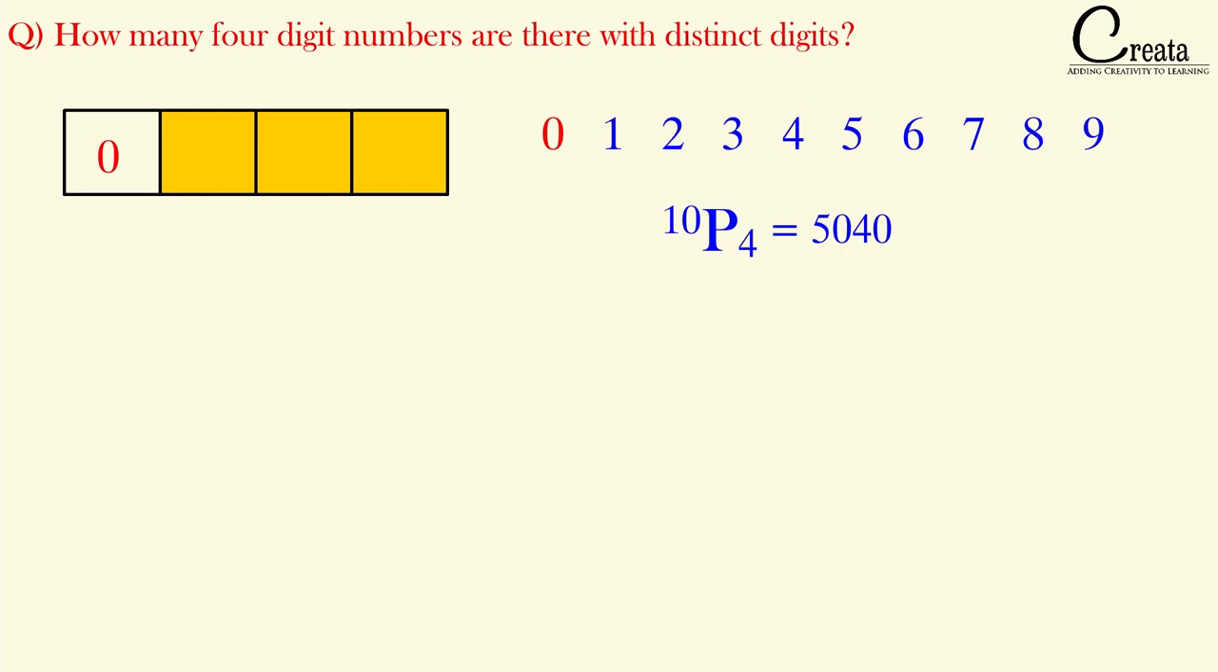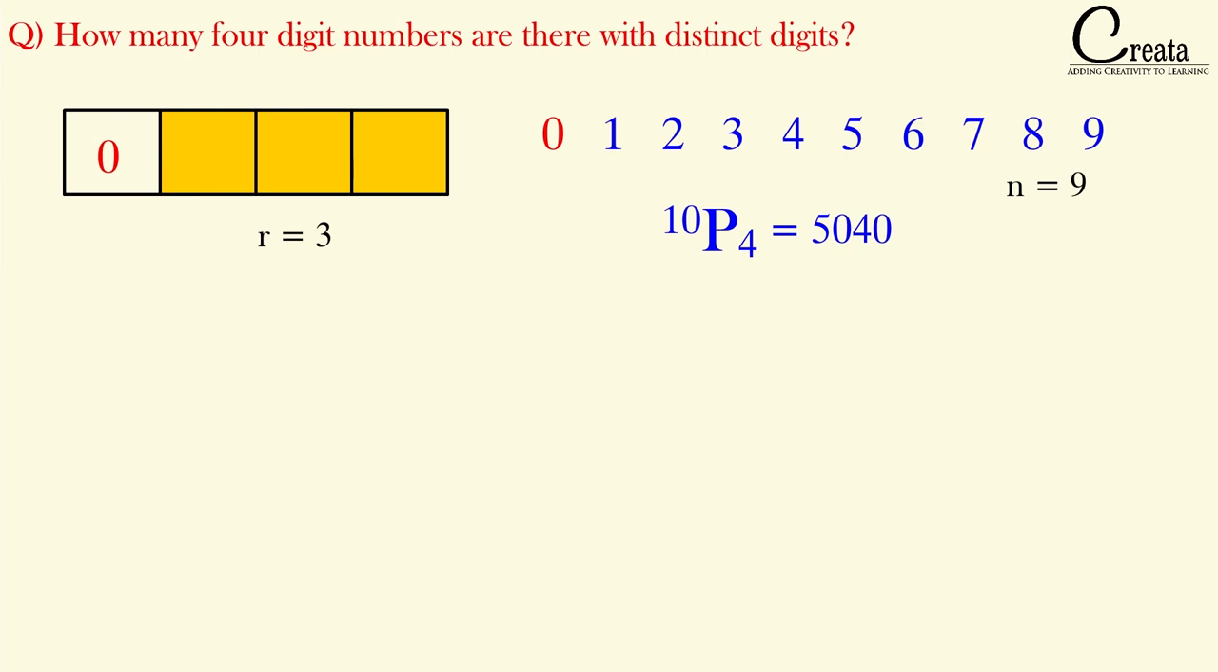Here for the 3 digit number, that is r equal to 3, 3 vacant slots are given. And the input will be the total 9 numbers, the numbers from 1 to 9. Here we are not using the number 0 because the number 0 has already been consumed by the first slot. So we are left with only 9 digits, that is the digits from 1 to 9. n equal to 9, r equal to 3.